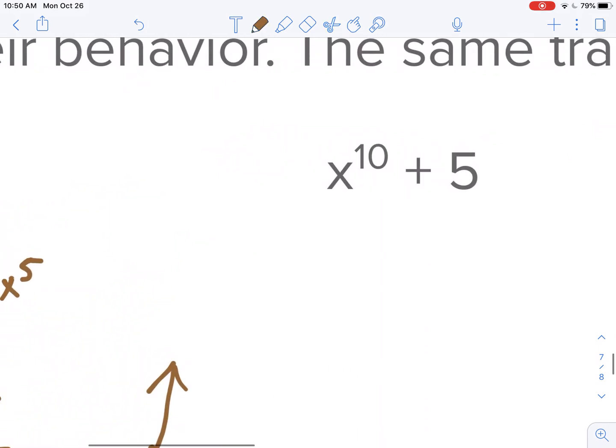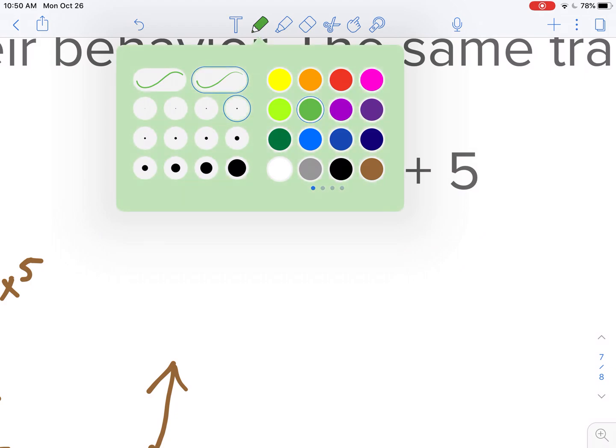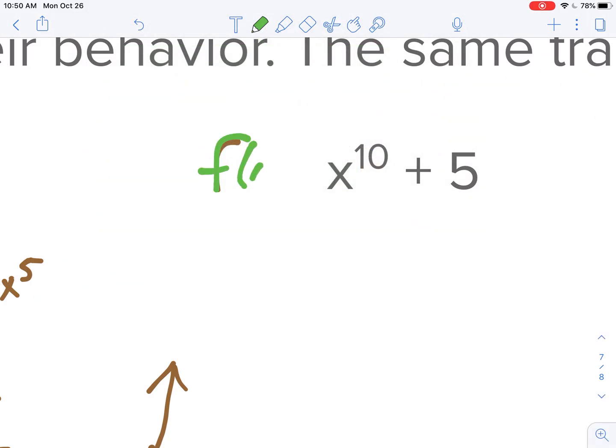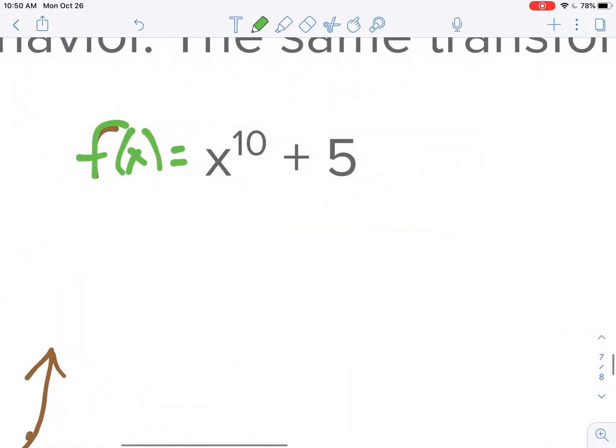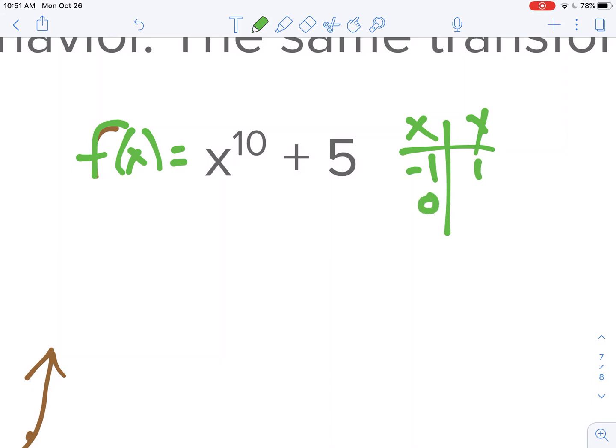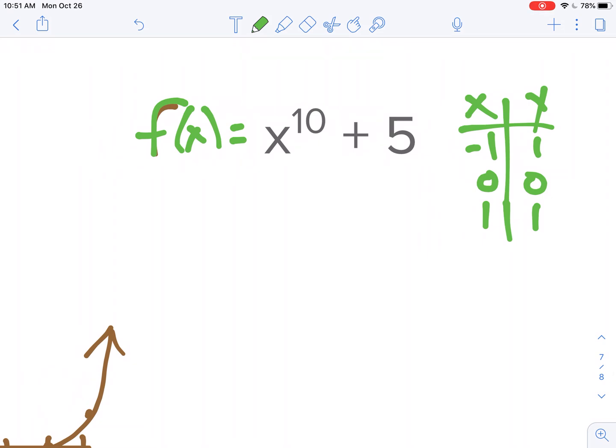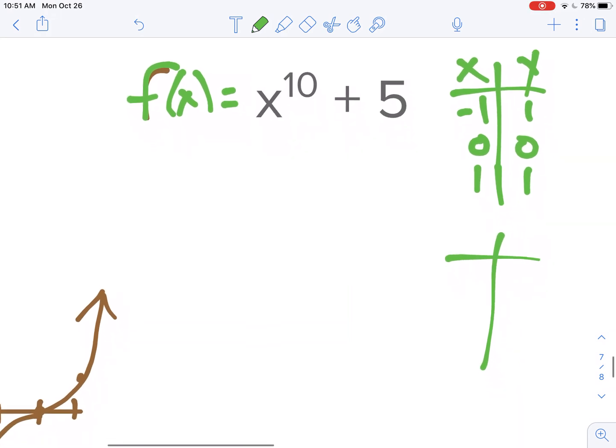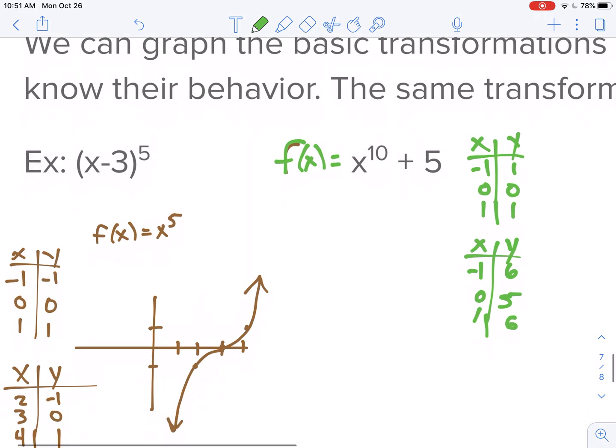If I've got f of x is equal to x to the 10th plus 5, I know that since this is an even degree function, its table of values normally would look like -1, 1, 0, 0, 1, 1. And since I'm adding 5 and it's outside the parentheses, it's after the input has occurred, I'm saying that my new table of values would look like this. X is equal to -1, 6, 0, 5, 1, 6. I'm just doing a vertical shift, and I can do it with those points.